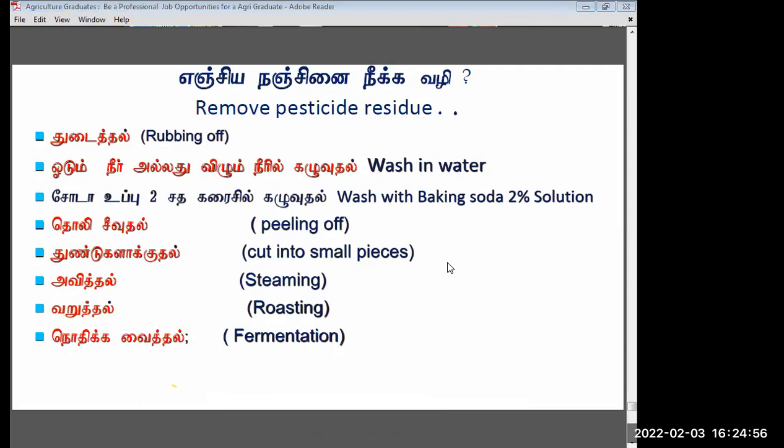Okay. Here, how to remove the poison in the vegetables? On the upper side, we have to rub it off. Or you can wash it, and some 10% is lost. Then you can wash with baking soda, or even washing soda can be used. Baking soda, 2%, which is 20 gram per liter. You mix the soda, the baking soda, which we call appachoda in Tamil. Baking soda is used in baking, in bakeries also. 2% means 20 gram per liter of water, mix it in water, and wash the vegetable in that.